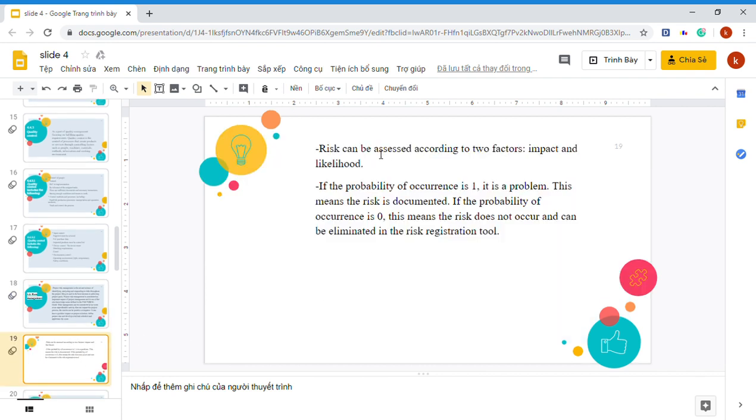Risk can be assessed according to two factors: impact and probability. If the probability of occurrence is high, this means the risk is documented. If the probability of occurrence is low, this means the risk does not occur and can be eliminated in the risk register tools.